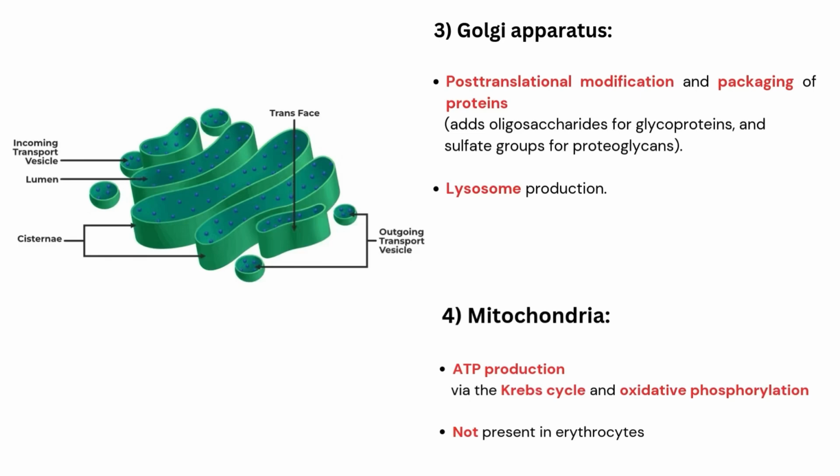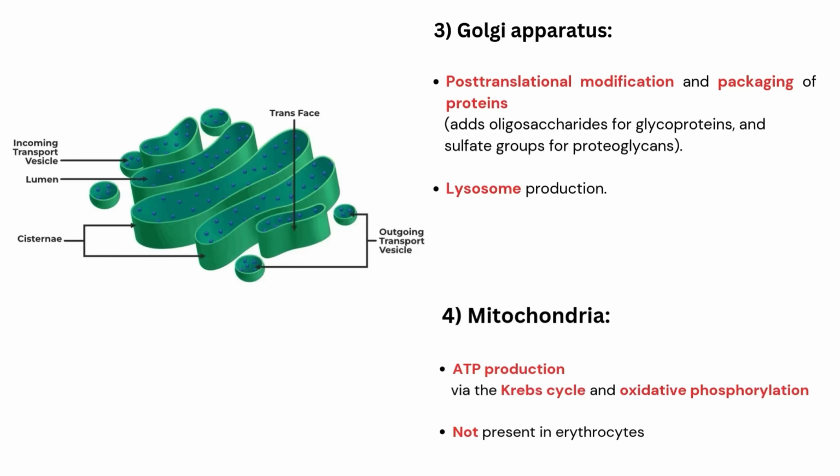and packaging. Now, what is this modification? Basically carbohydrates will be added to these proteins, and through the trans face they will be sent further to be released. So that's how it is called a post office or shipping department. Along with that, there is also lysosome production in Golgi apparatus.